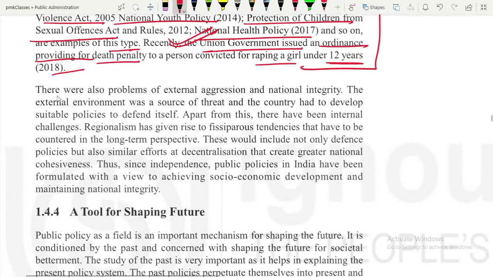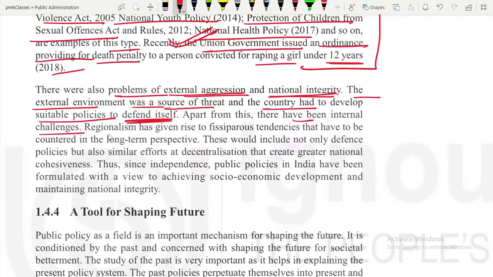So there were also problems of external aggression and national integrity. The external environment was a source of threat and the country had to develop suitable policy to defend itself. Apart from this, there have been internal challenges. Regionalization has given rise to fissiparous tendencies that have to be countered in a long-term perspective.